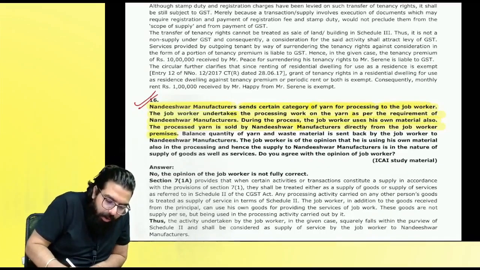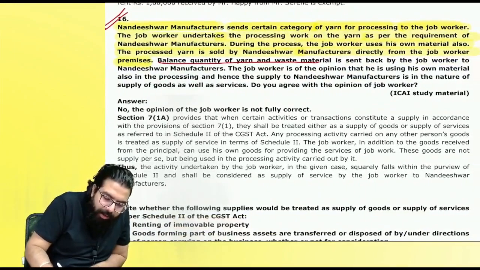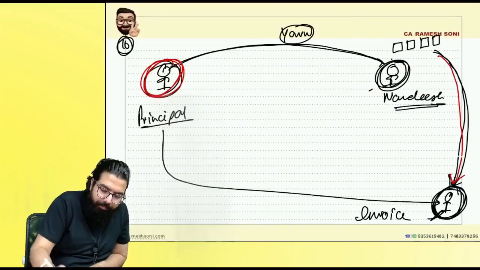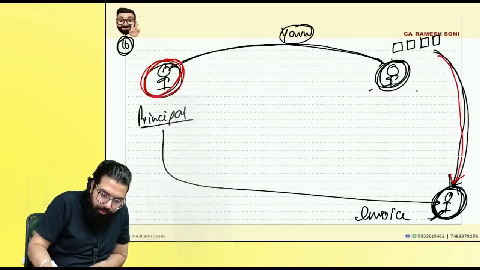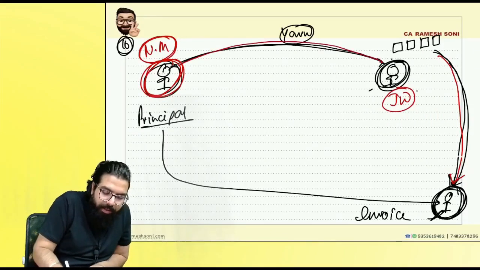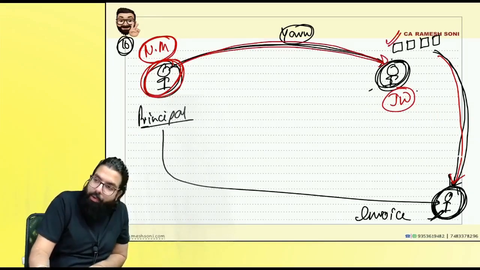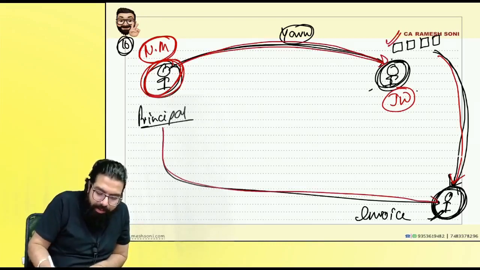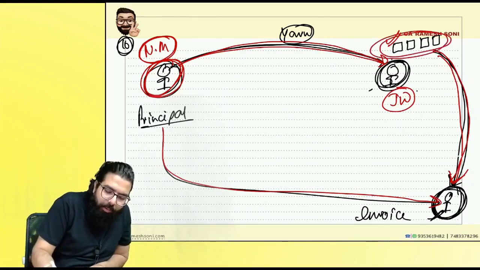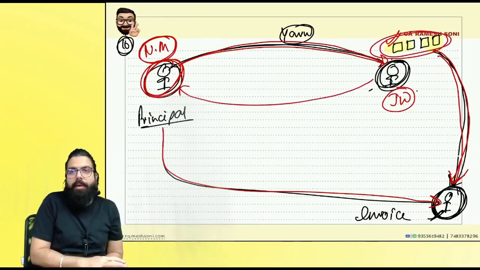Next. Balanced quantity of yarn and waste material is sent back by the job worker to Nandish manufacturer. Baba, one minute. He's the job worker. Principal is who? Nandish manufacturer. Correct, everyone? What is Nandish manufacturer doing? He is sending yarn. From yarn, the job worker is making cloth and keeping it ready. Whenever he sells, he will tell the job worker, sir, you send the goods directly to my buyer. If any goods are left over, what will happen? For example, the buyer bought only two. The remaining two, what will he do? He will get them back. Is my point clear?